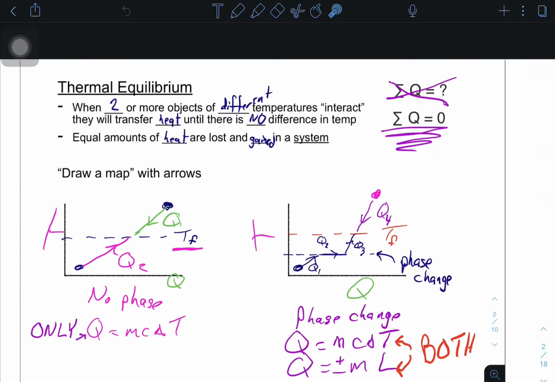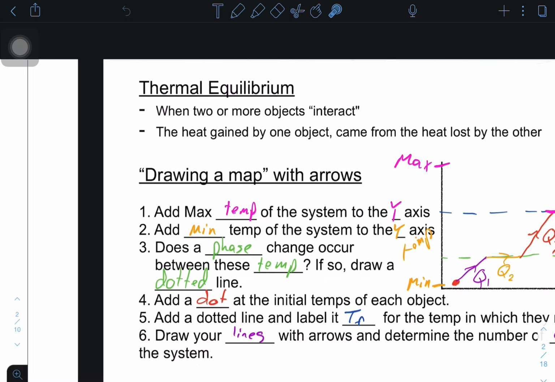So, review stuff, identical from the previous slides. When we have a phase change, we get this plateau, and we have to decide: is it the plus or is it the minus? Is it latent heat of fusion or is it latent heat of vaporization? Those are some choices we need to make, but because they are thermal equilibrium problems, we're going to say the sum of all my Q's is equal to 0, and that's what we're solving for.